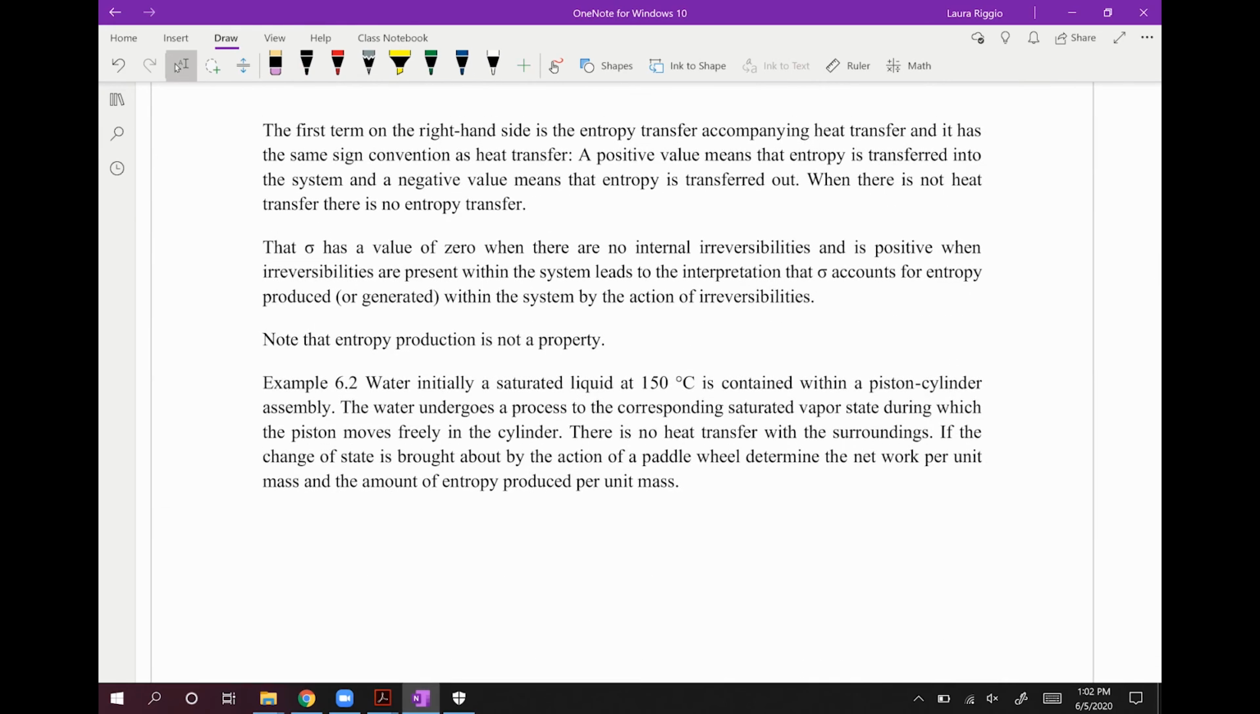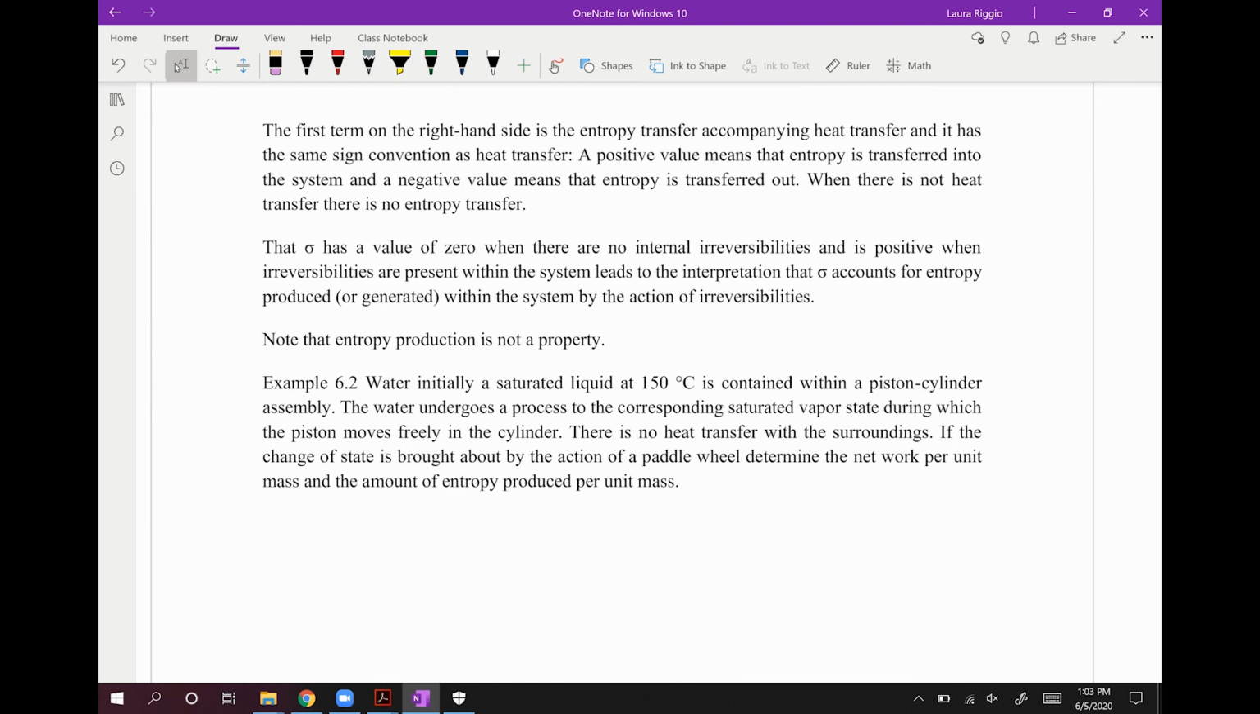So the first term on the right-hand side is entropy transfer accompanying heat transfer. It has the same sign convention as heat transfer. A positive value means entropy is transferred into the system. A negative value means entropy is transferred out. When there is no heat transfer, there is no entropy transfer.